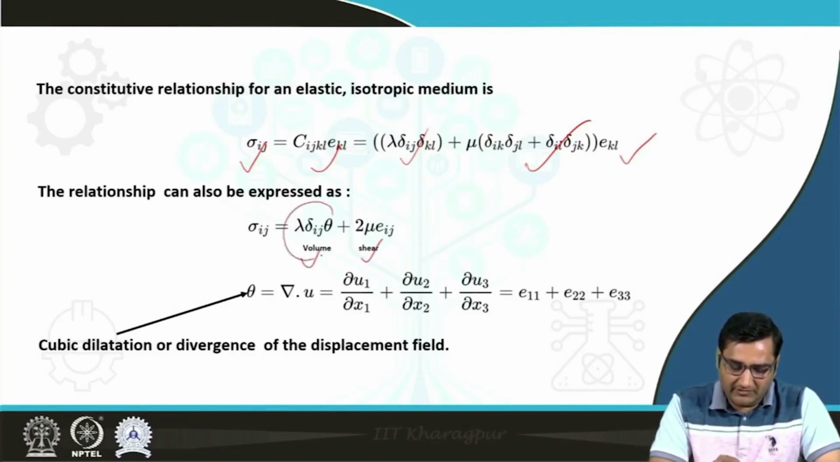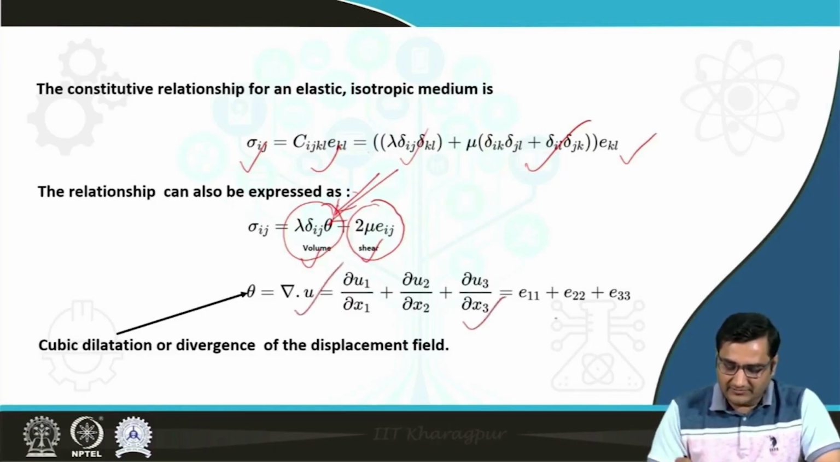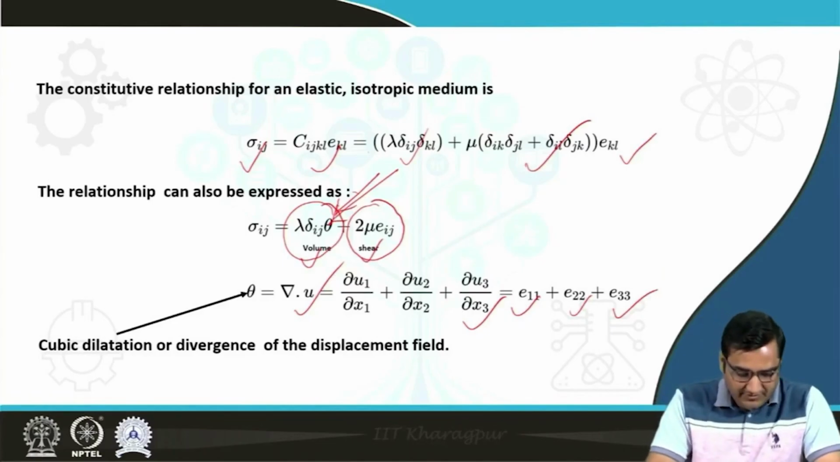This particular term is related to the compression, and this is related to the shear, and this compression is also related to the normal stresses. That's why you can see there is a theta term, which is a dilatation term, and this dilatation looks something like this, that is theta is equal to E11 plus E22 plus E33. That means it is the trace of the strain tensor.